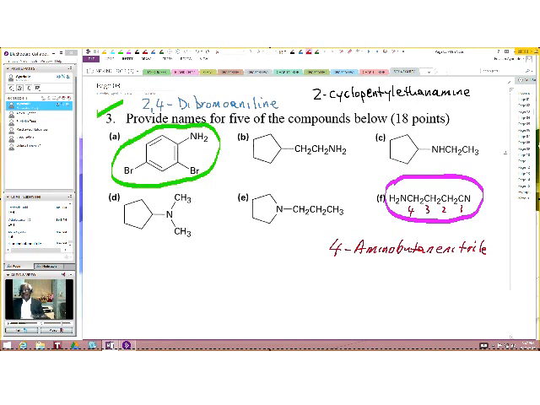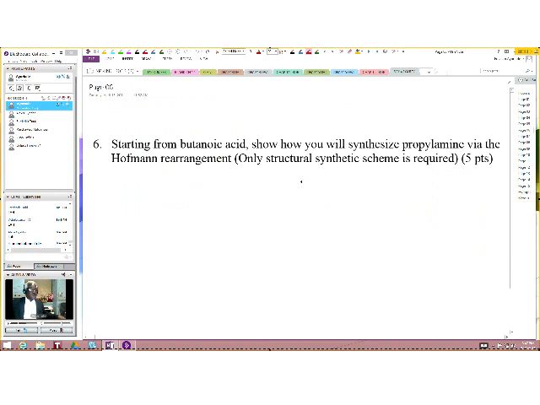So now let us go to 6. If your mic is working and you have not spoken tonight, can you go ahead and read this for us? Starting from butanoic acid, show how you will synthesize propylamine via the Hofmann reagent. Only structural synthetic scheme is required. Okay, very good.